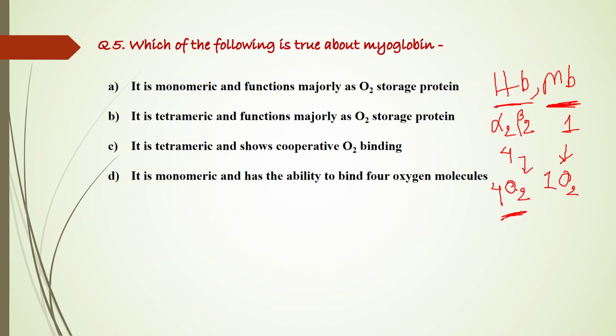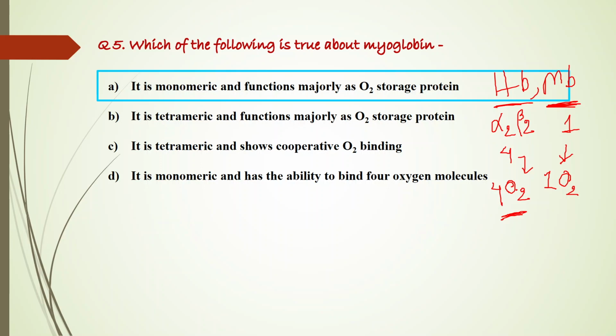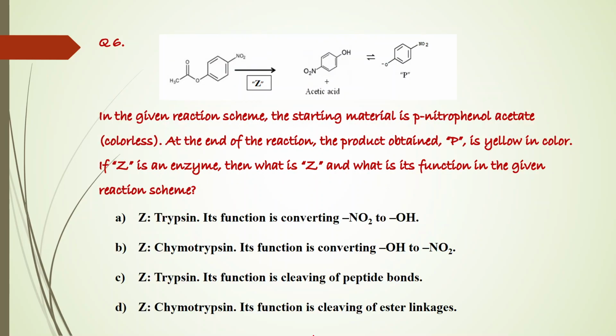So in this particular question, our correct option should be that myoglobin is monomeric and it majorly functions as an oxygen storage protein. And if it was the case for hemoglobin, our correct answer should have been that hemoglobin is a tetrameric protein and it mainly functions as an oxygen transport protein. Okay, fine. I think just after the next question we will stop.